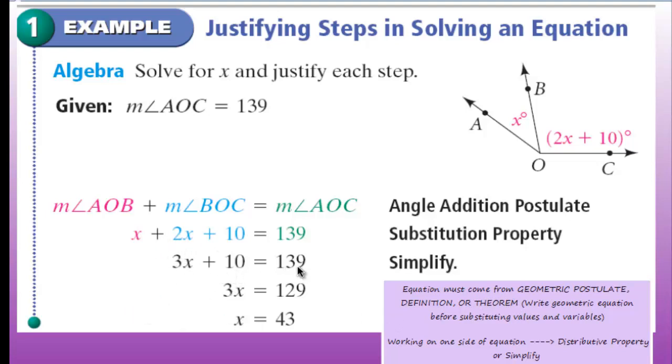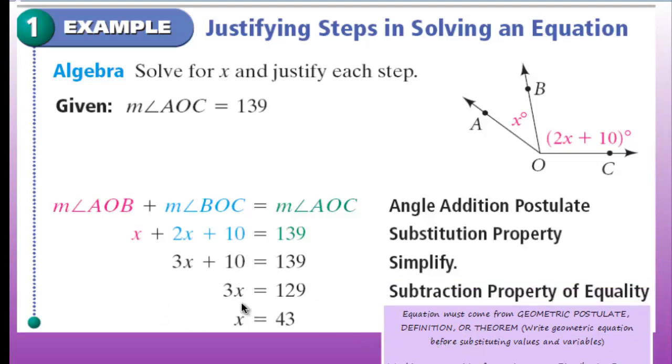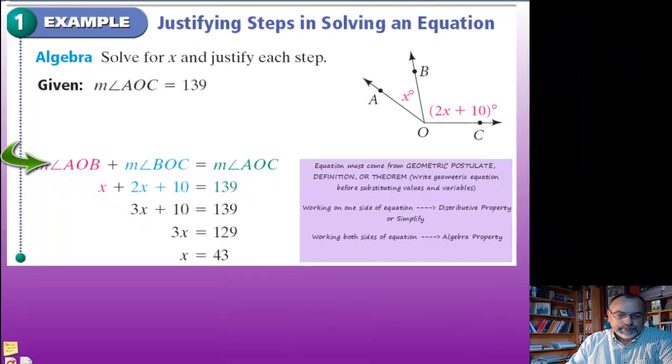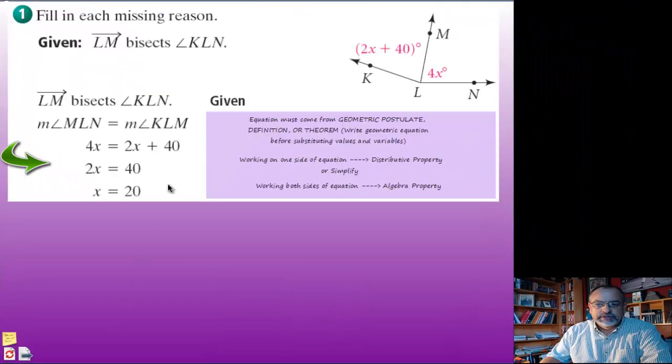Then next we're going to subtract 10 from both sides, so that would be the subtraction property. And then the last step is to divide by 3, so that would be the division property of equality. So each step is justified by either a postulate, theorem, or definition from geometry to begin with, and then everything else is an algebraic property. All right, let's do another one. Fill in each missing reason.